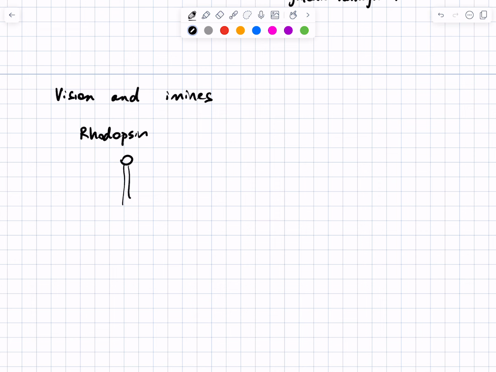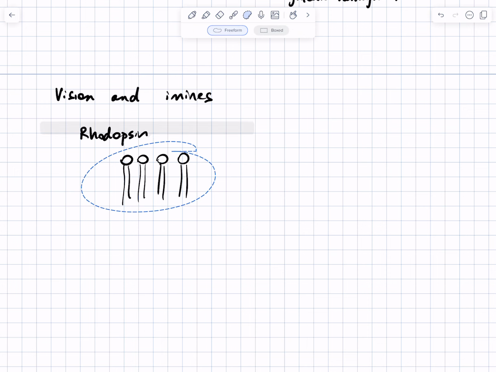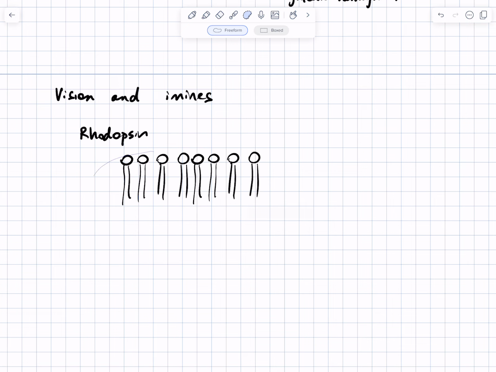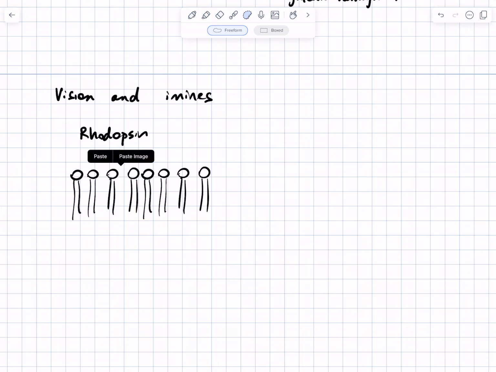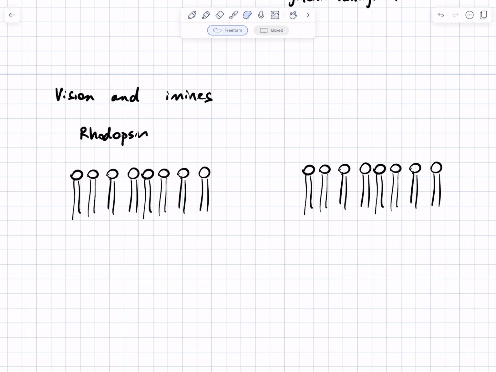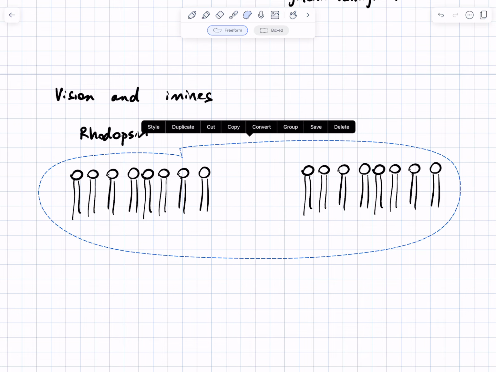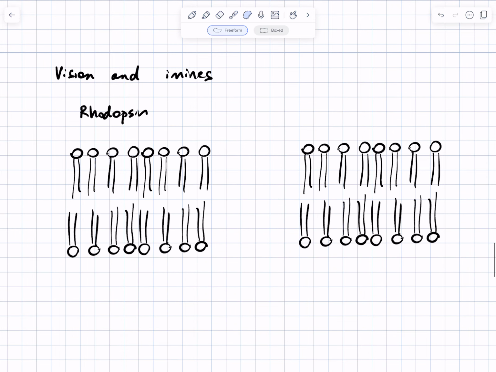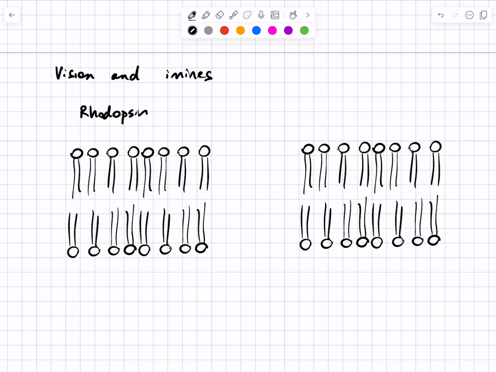Here's the lipid bilayer. You don't have time to draw a huge lipid bilayer, but through the magic of copy and paste, you're not impressed yet, but you will be. Ooh, there's more. And wow, right? Okay, so there's a membrane protein called rhodopsin.